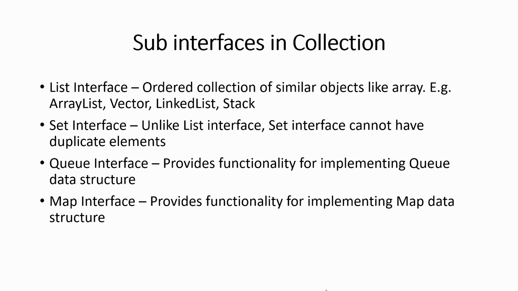The other is the set interface. Unlike the list interface, the set interface cannot have duplicate elements. This is the same as the mathematical model, where a set does not have duplicate elements. This concept is the same in Java. So a set interface has classes which cannot have duplicate objects or duplicate elements inside it.